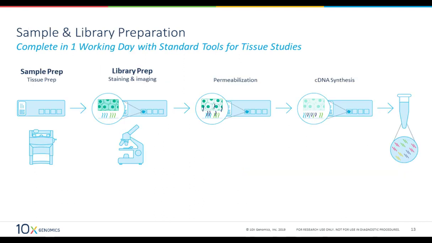And so now you can see we have sort of a more granular workflow here where, again, you would use a cryostat to section the tissue block onto the slide. Then you would stain and image, so you would do an H&E staining followed by imaging, and then you would permeabilize the tissue such that the mRNAs fall out of the tissue onto the oligo-DT, convert the RNA to cDNA on the slide, and then at that point you can take everything off the slide and put them into tubes and do sort of PCR-based library prep for sequencing.